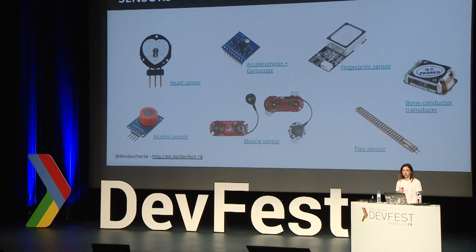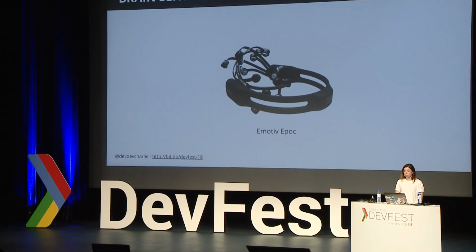These are sensors where you build your own devices, but there are devices that you can buy online that are already pre-made. And the one I'm going to focus on today is a brain sensor. Especially the Emotiv EPOC, that has 14 different channels placed around the head.